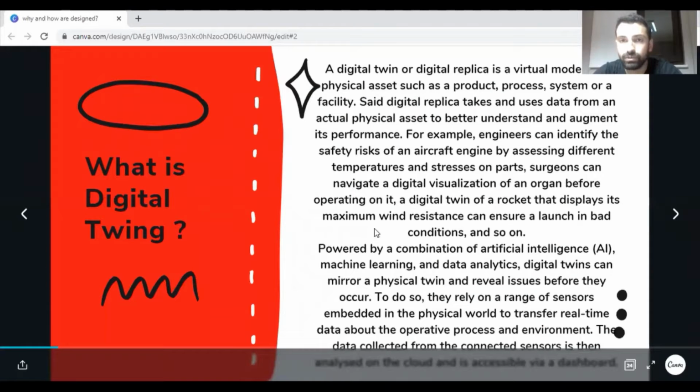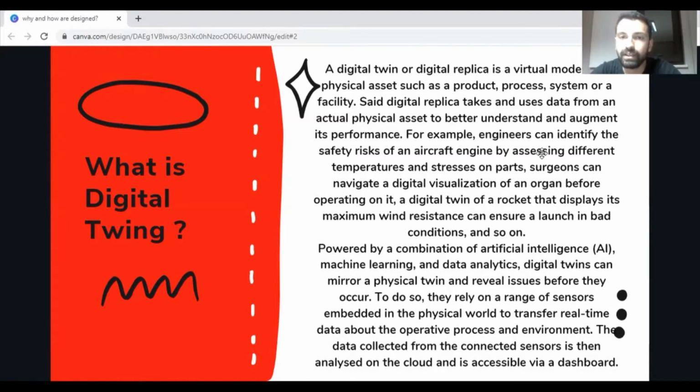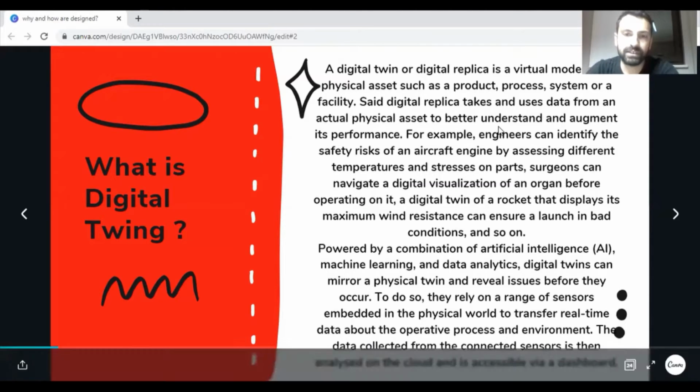A digital twin or a digital replica is a virtual model of a physical asset such as a product, process, system, or a facility. Said digital replica takes and uses data from an actual physical asset to better understand and augment its performance. For example, engineers can identify the safety risks of an aircraft engine by assessing different temperatures and stresses on parts. Surgeons can navigate a digital visualization of an organ before operating on it.